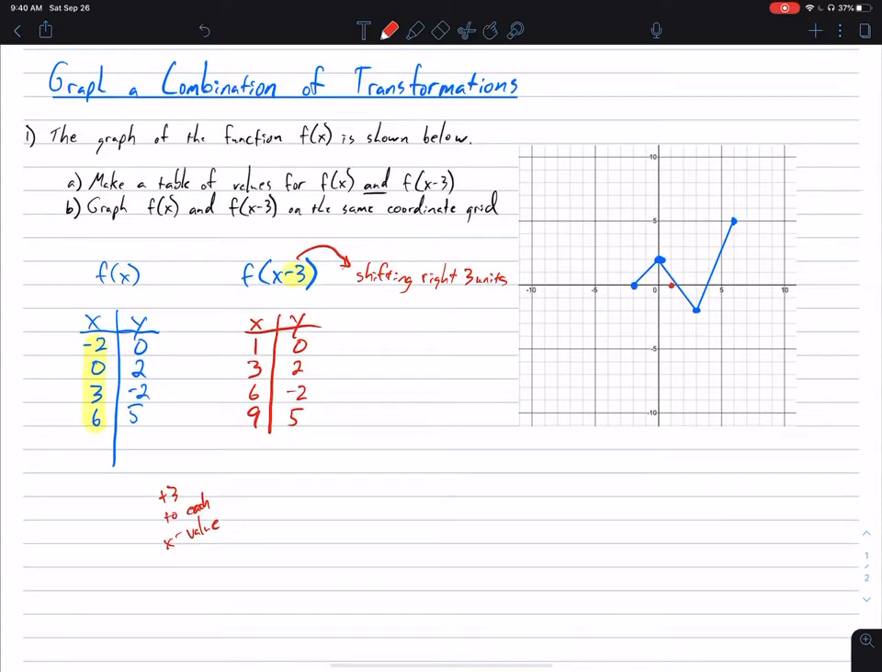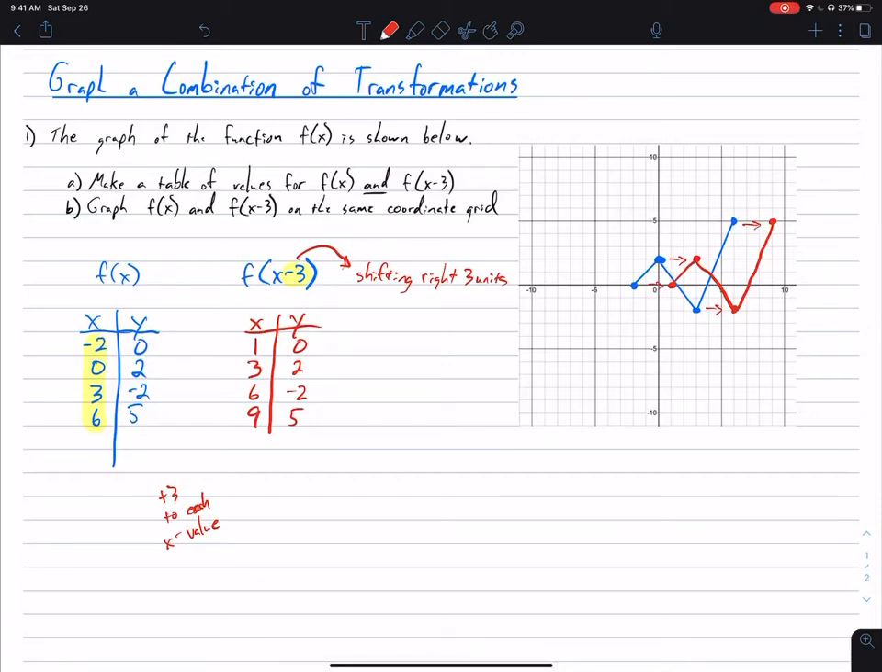So now I'm going to take my points and plot them. So I get 1, 0, 3, 2, 6, -2, and 9, 5. Now if I connect each of these points, what I'm going to see is that my graph did shift to the right 3 places. All right. Each of these pieces were moved over.